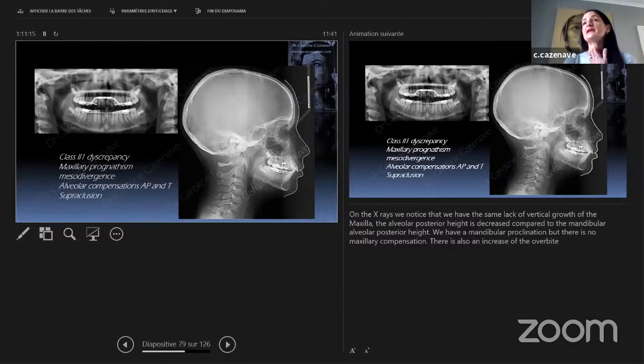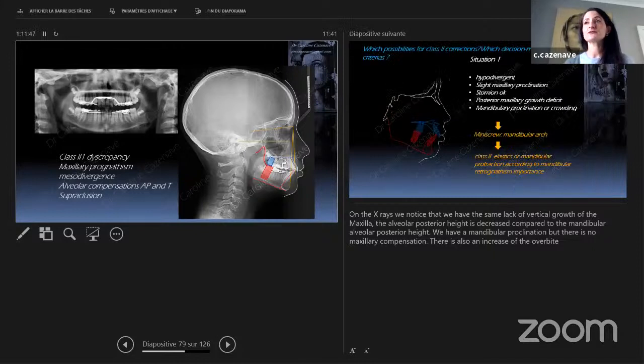On the X-rays, we noticed that we have the same lack of maxillary vertical growth. The alveolar posterior height is decreased compared to the mandibular alveolar posterior height. You can see it there. We have a mandibular proclination, but there is no maxillary compensation. There is also an increase of the overbite.